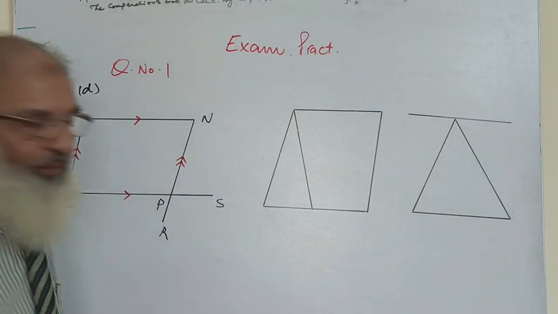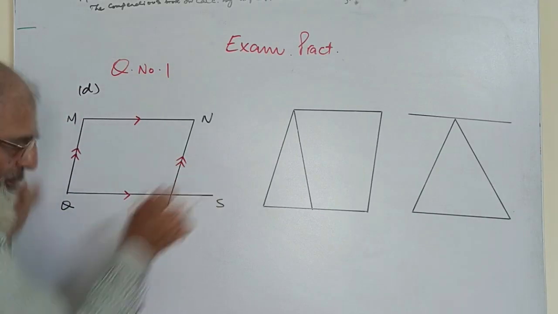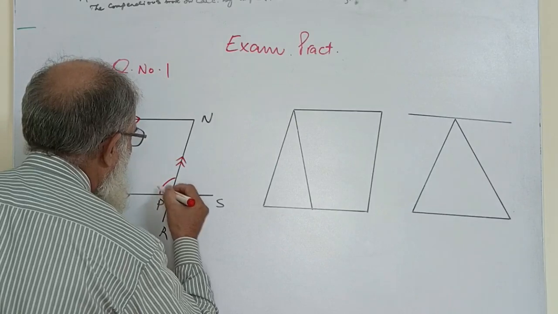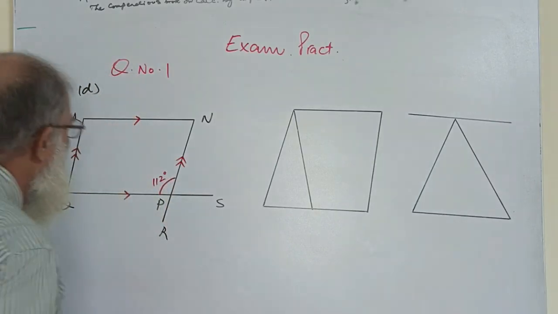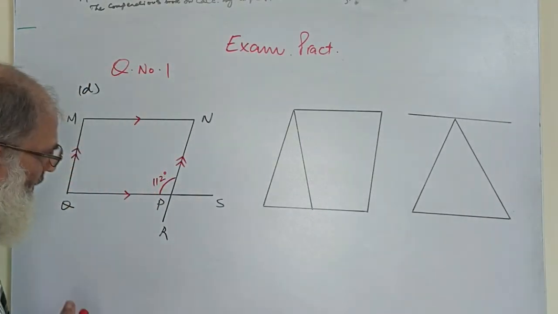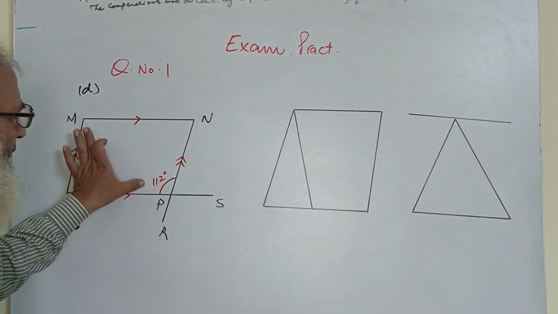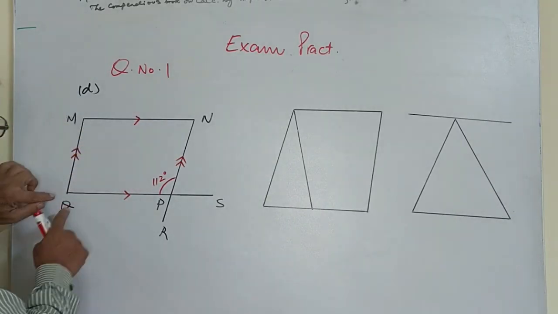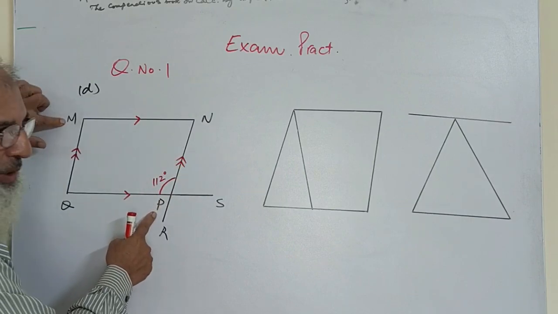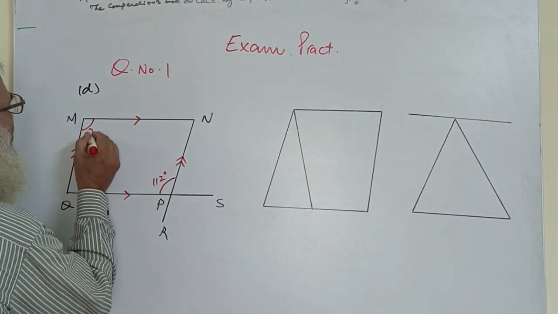MNQP is a parallelogram because the two opposite sides are parallel. These are parallel and these are parallel. What angle is given? 112 degree. 112 degree is the angle which is given. So in a parallelogram, the opposite angles are always equal. Now this angle Q must be equal to angle N, angle P must be equal to angle M. What is asked over here is this angle, X angle.